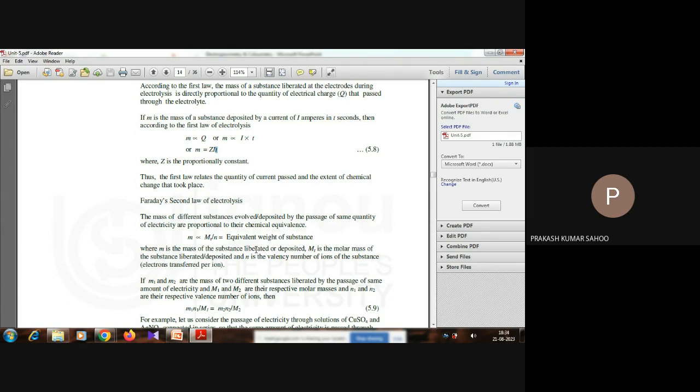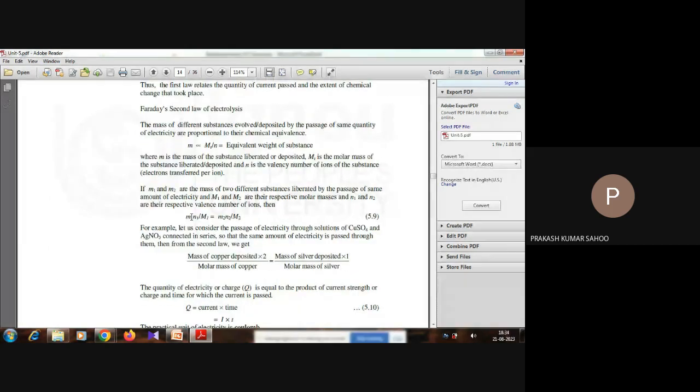So when I connect a copper cell with a silver cell and a zinc cell in series connection, what happens? The copper deposited at its electrode is equal to its equivalent mass. Similarly, for silver, it is the equivalent mass of silver, and for zinc, it is the equivalent mass of zinc. So finally, we can write m1 n1 by capital M1 equal to m2 n2 by capital M2.